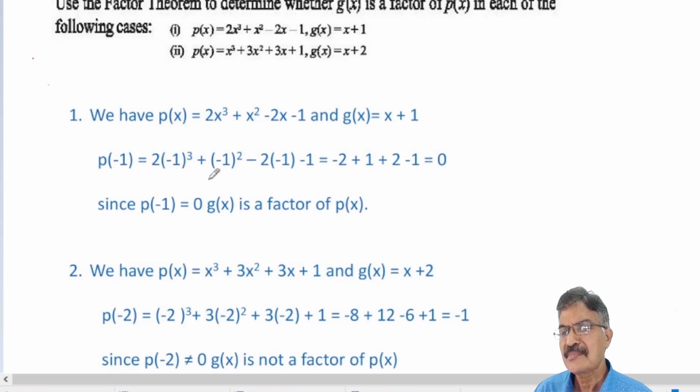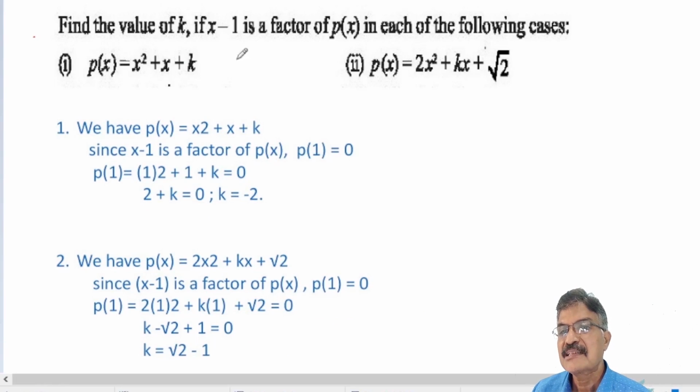The next question. Here p(x) is x cube plus 3x square plus 3x plus 1 and g(x) is x plus 2. We have to find the remainder while we divide p(x) by g(x). The remainder is p(minus 2), as minus 2 is the 0 of g(x). That is, g(x) is x plus 2, and the 0 of g(x) is minus 2. So, p(minus 2) is minus 1. It is not 0. Since p(minus 2) is the remainder obtained by dividing p(x) with g(x), and p(minus 2) is not equal to 0, g(x) is not a factor of p(x).